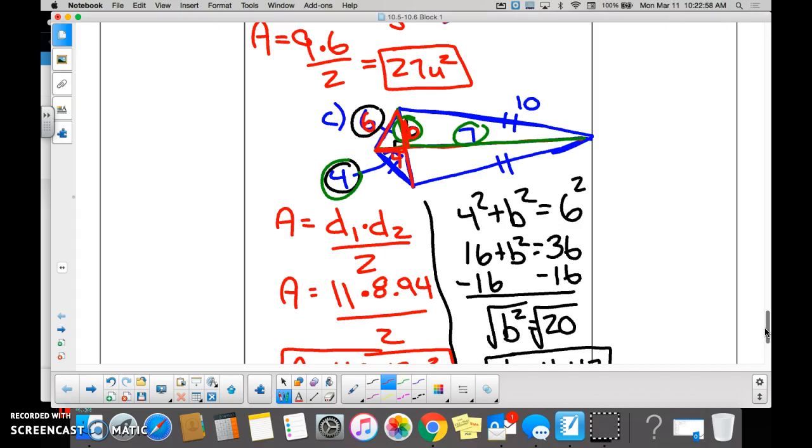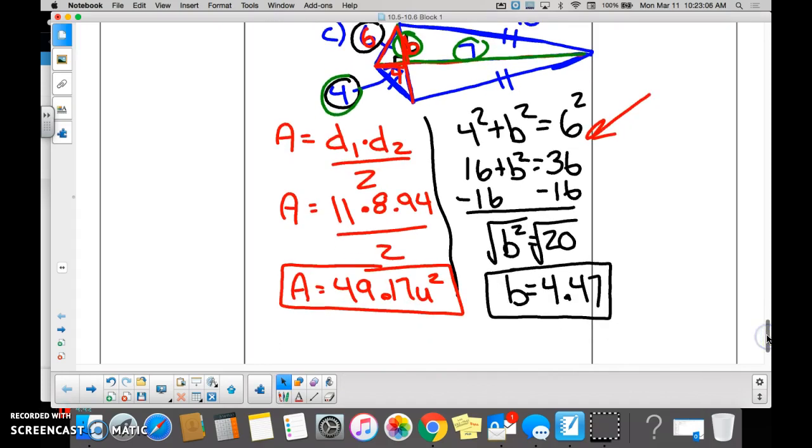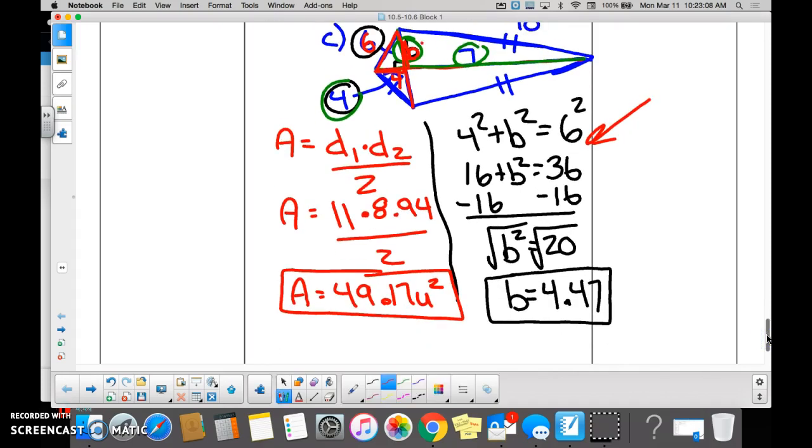Remember that? That was so much fun. So then we did the Pythagorean theorem over here, and then we plugged in whatever this measurement was right here, and we put it there as well because they're congruent. Then we solved for the area of that kite. Yeah. Questions, comments?